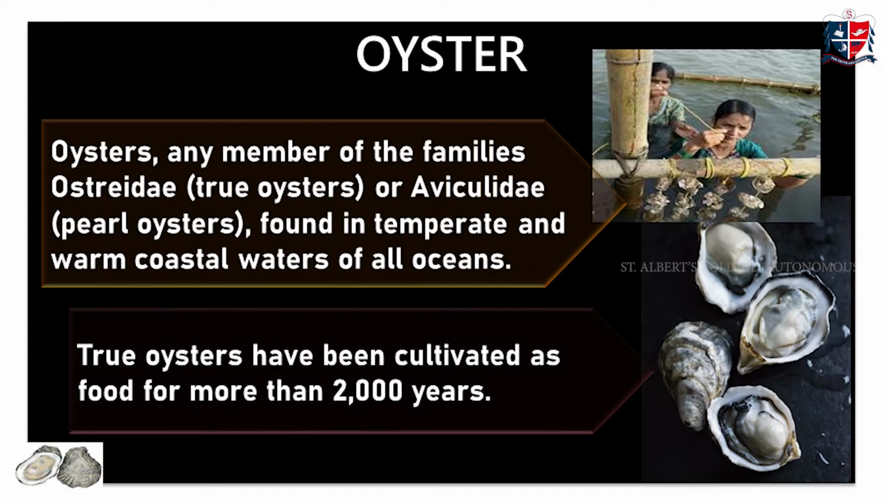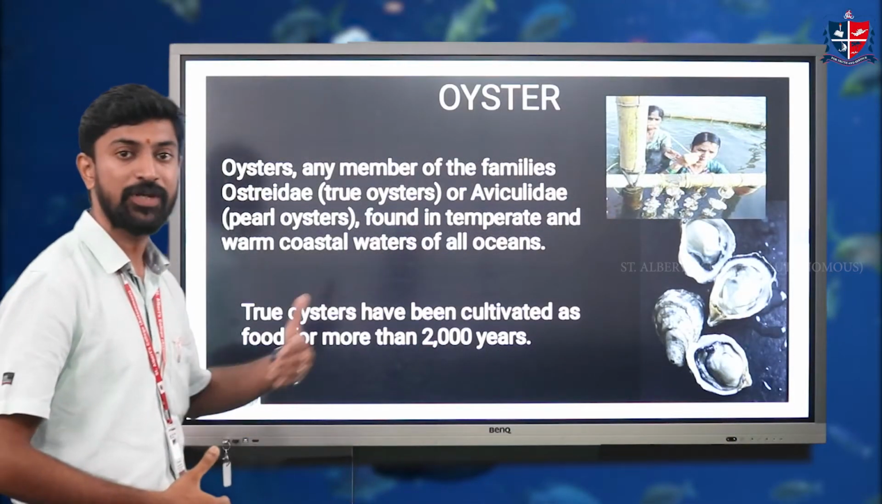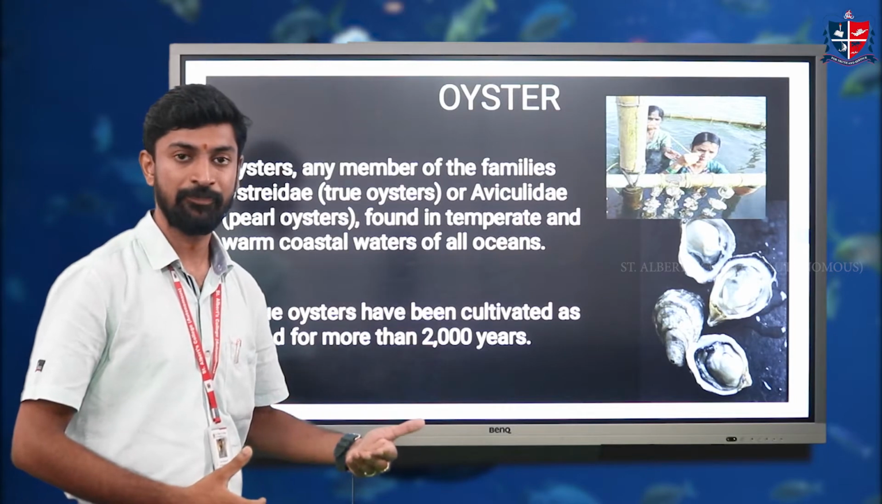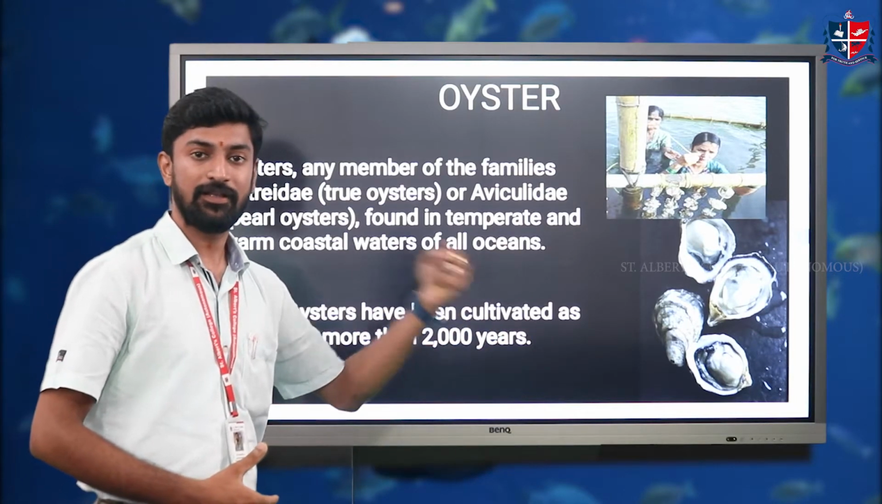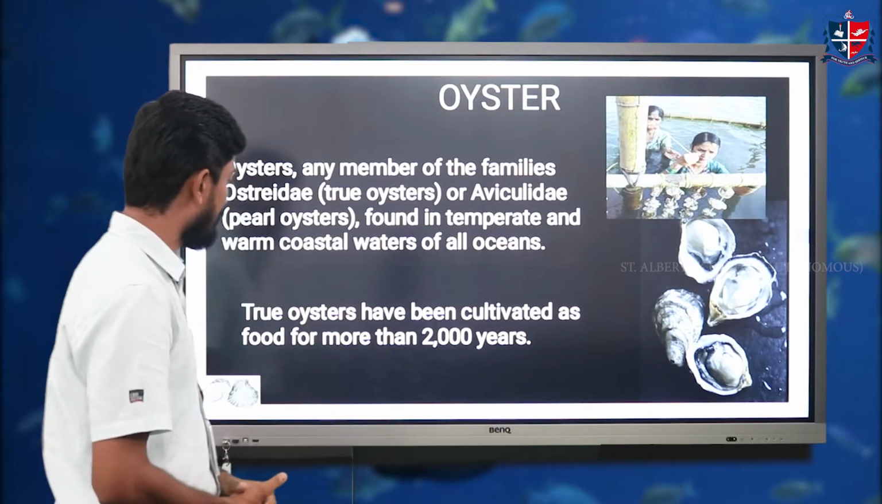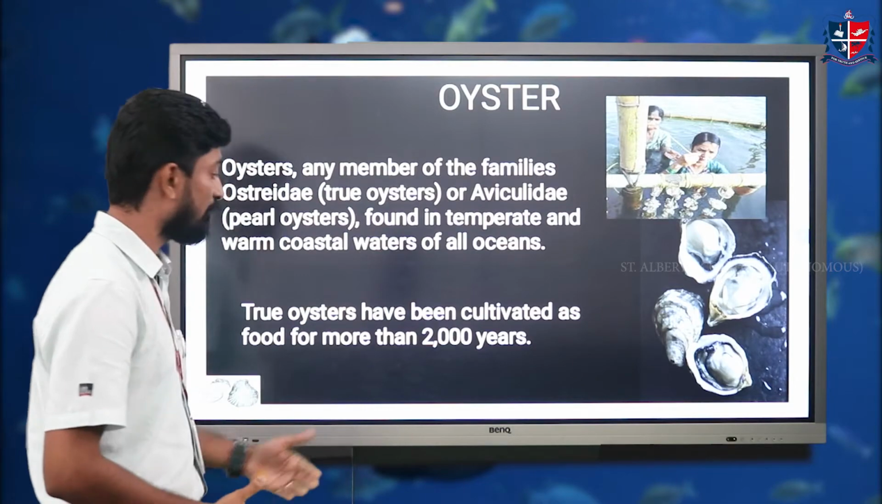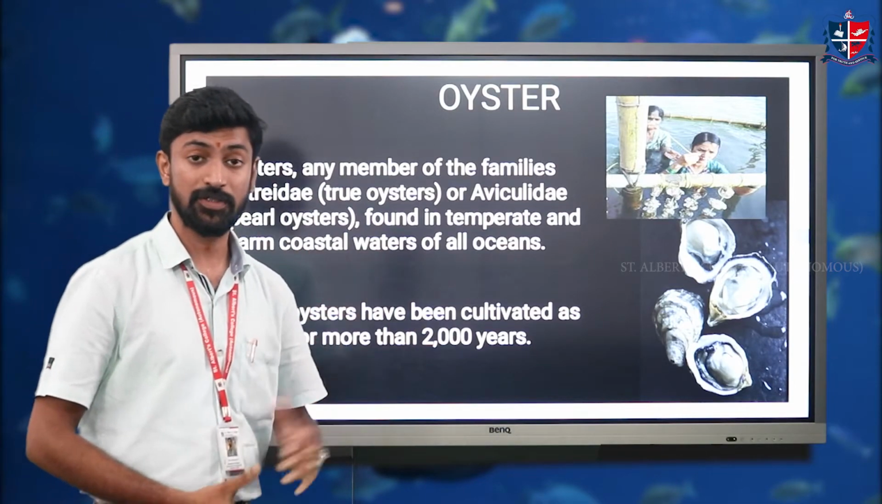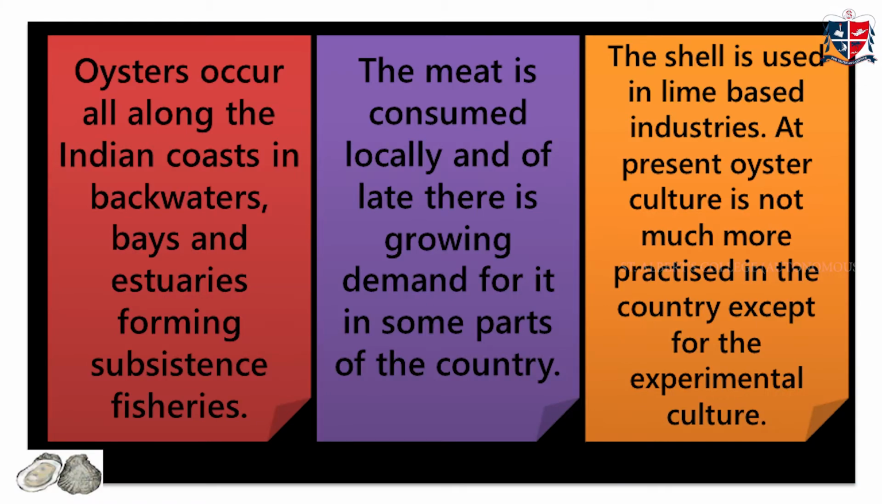They are of the families Ostreidae or Aviculidae, the true oysters and pearl oysters, and are found in the warm water areas or the temperate areas of the ocean. The true oysters have been cultivated as food for more than 2000 years. The Europeans started the culture of oyster.